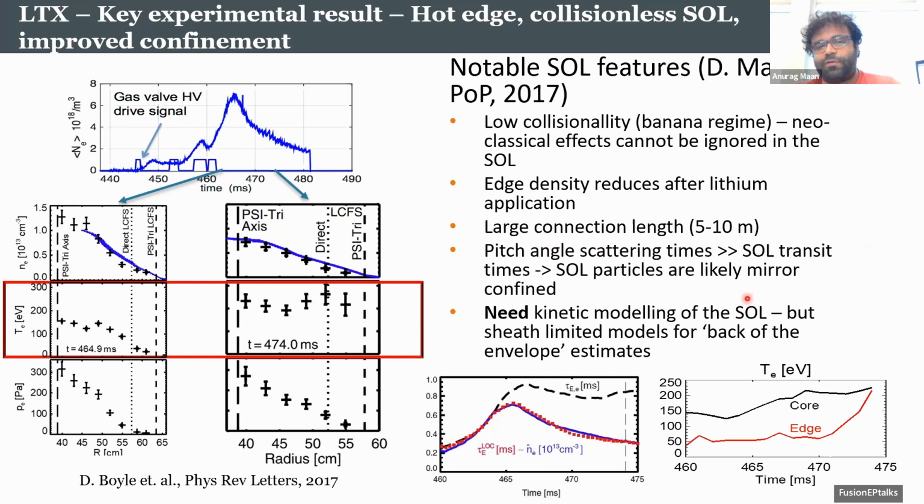and then if you try to estimate the SOL transit time, that turns out to be much less than the pitch angle scattering time. So you can then make the argument that most of these ions and electrons are actually mirror confined in a scrape-off layer that doesn't have a lot of collisionality. So all of this indicates that you really do need kinetic modeling of the scrape-off layer. But for now, we've been talking about using sheath-limited models for some back-of-the-envelope estimates.